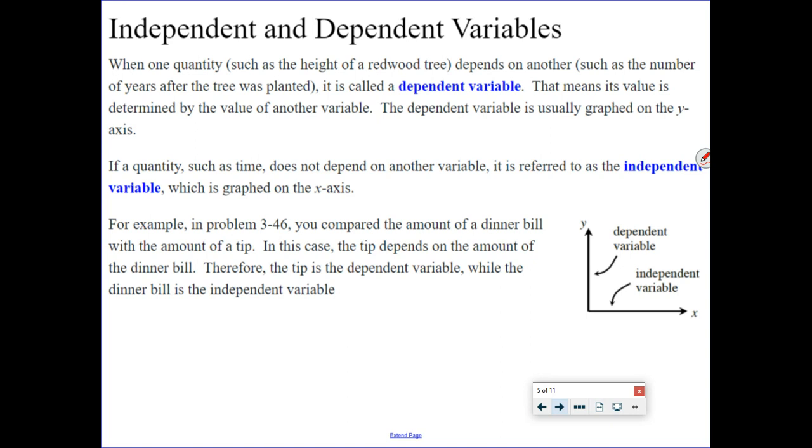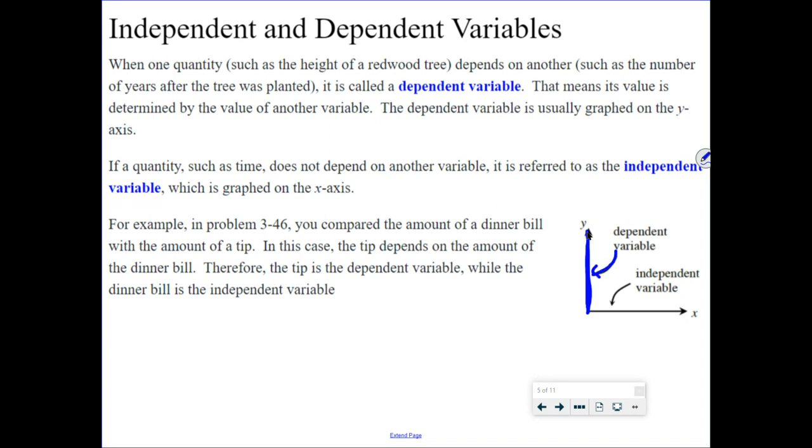All right, so when one quantity, such as the height of a redwood tree, depends on the other, such as the number of years after the tree was planted, it is called a dependent variable. That means its value is determined by the value of another variable. The dependent variable is usually graphed on the y-axis. So almost always, 99.9% of the time, dependent is on the y-axis.